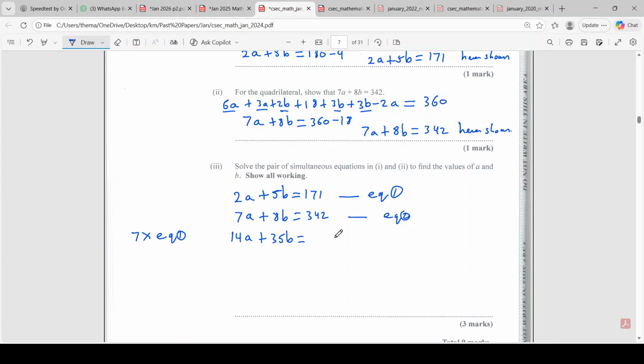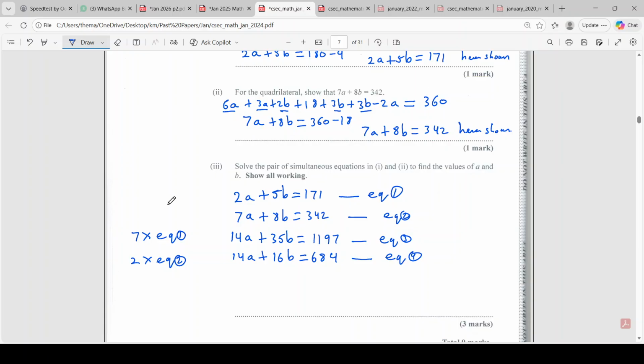171 times 7 is 1197. So now that becomes equation 3. And then what we do next, we take 2 and multiply by equation 2. 2 by 7 is 14a plus 16b. 342 by 2, that is 684. That is equation 4.